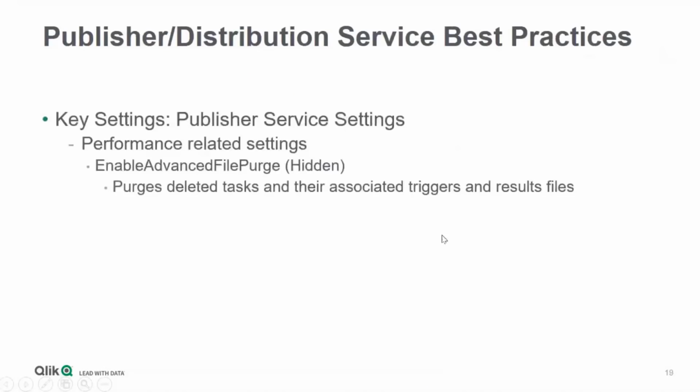And now we're into publisher or distribution service settings. So the first one I want to cover is enable advanced file purge. This is a hidden setting. The key thing with this setting is you only want to enable this on one of your publisher cluster nodes. You don't want to enable it on all of them, just one of them. And this is noted in the article that I've written up on all of these settings, just FYI.